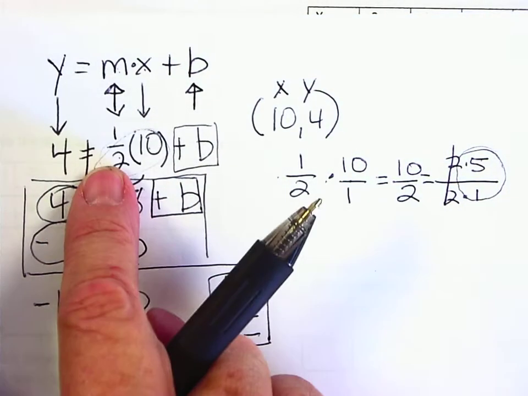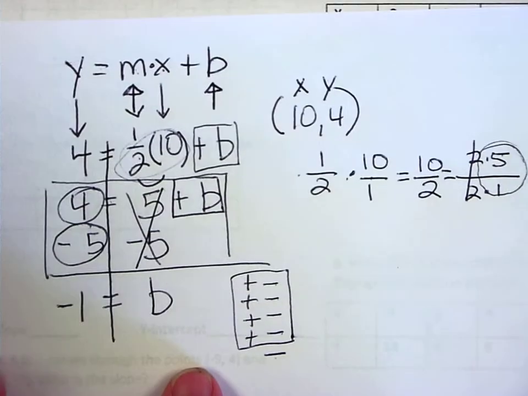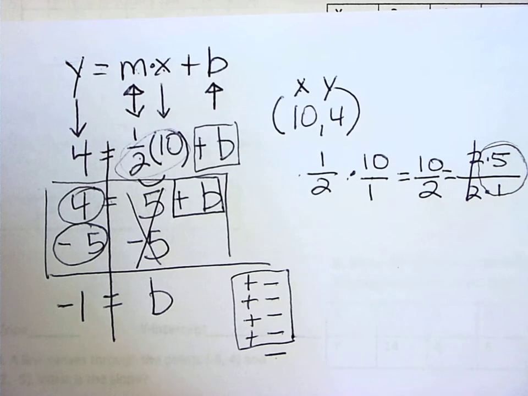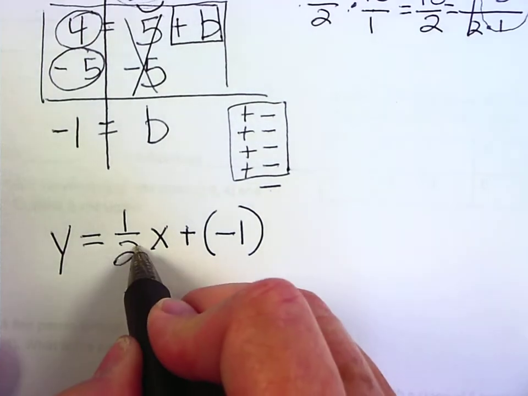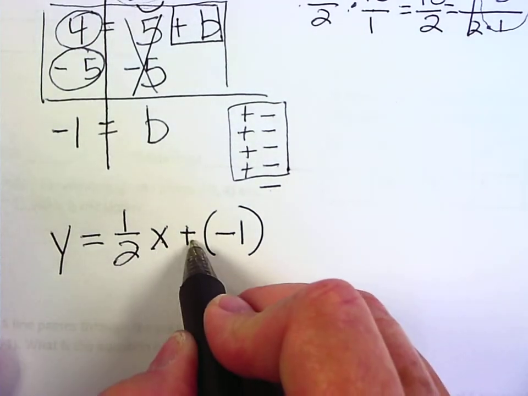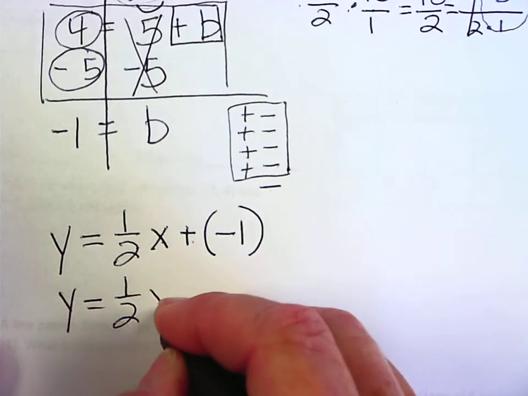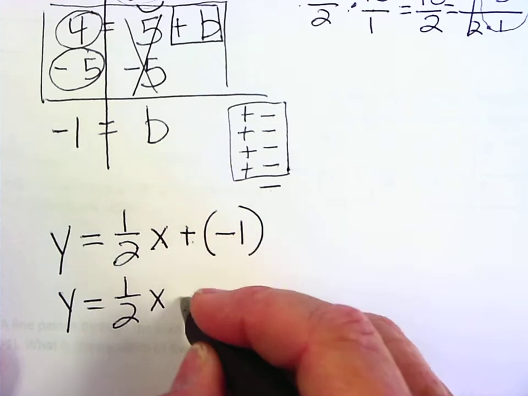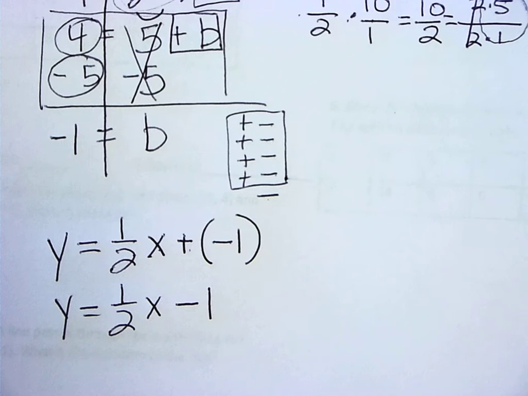M we already know is a half because we were told that. M is a half. And now we know b is -1, so now we can write the equation. Y equals m, which is 1/2, x plus b. I can put plus, my y-intercept is -1. Y equals, there's my slope, there's my x, plus b, which is -1. If you want to, if you're adding -1, it's the same thing as just subtracting 1.